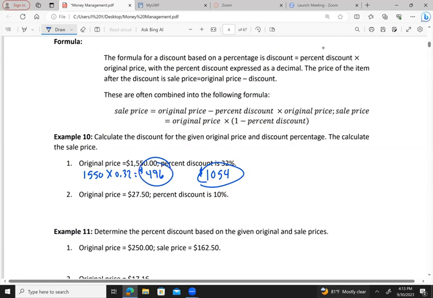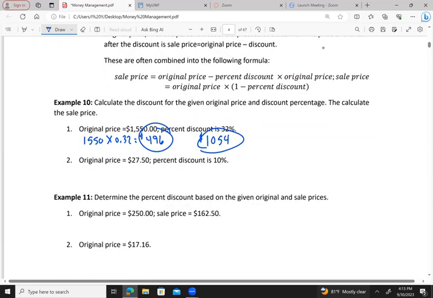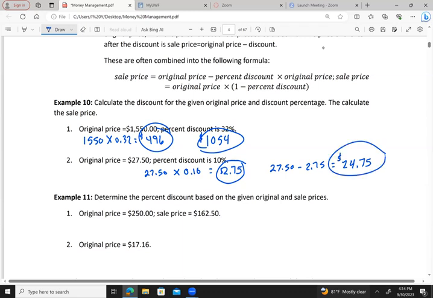Subtracting 496 from 1,550. The original price is $27.50. Discount is 10%. So $27.50 times 0.10. So our discounted amount is $2.75. Our sale amount, well, we take 27.50 minus 2.75. We get $24.75. That would be our sale price.